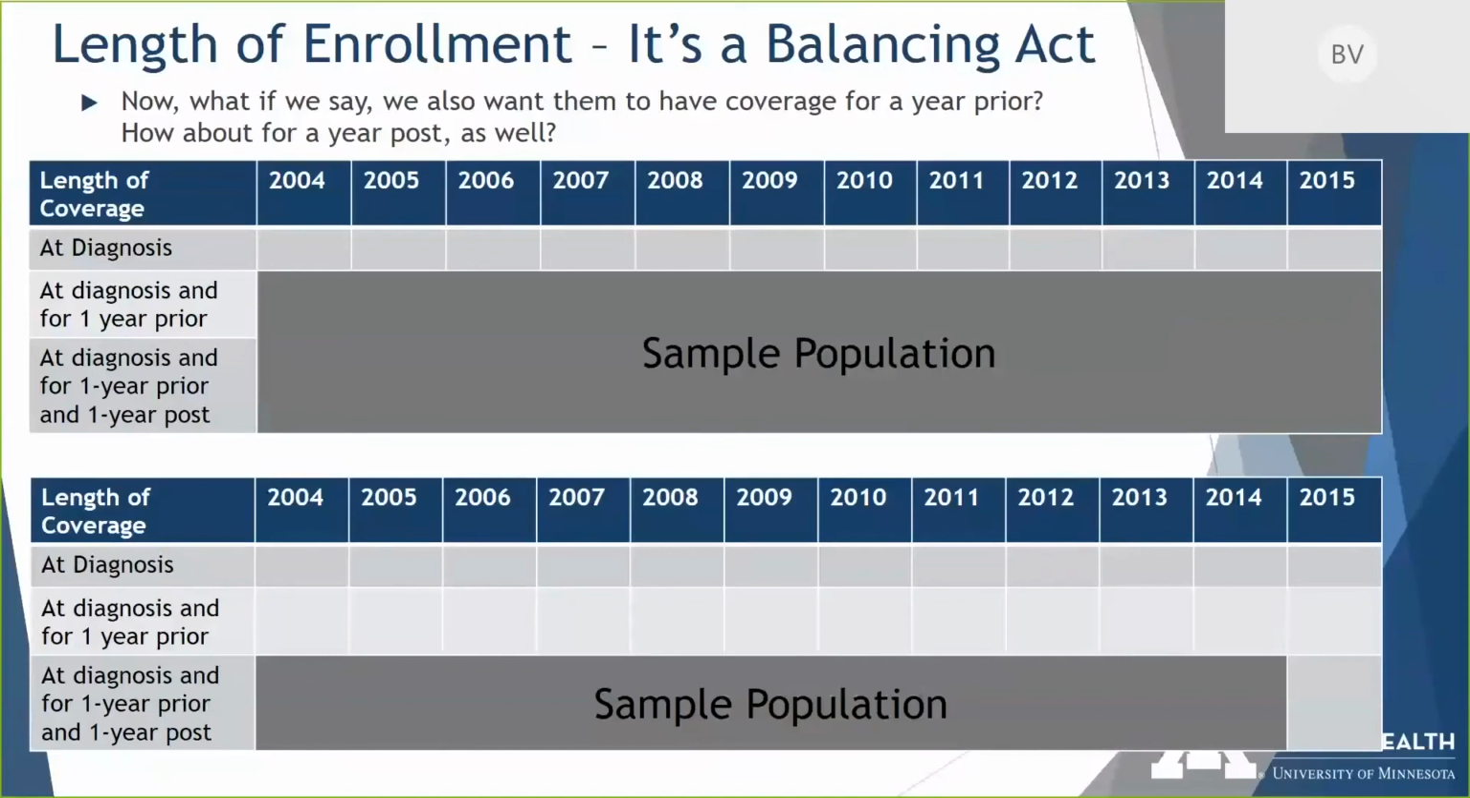How about we want a year post as well? Well, now you lose that second row of individuals that only have coverage at diagnosis and for the year prior. And if you'll notice, our rightmost column drops out. That's because we now also have to require enrollment coverage for a certain amount of time. And I'll talk about this in a little bit, but your indicators for enrollment only go so far in the data.